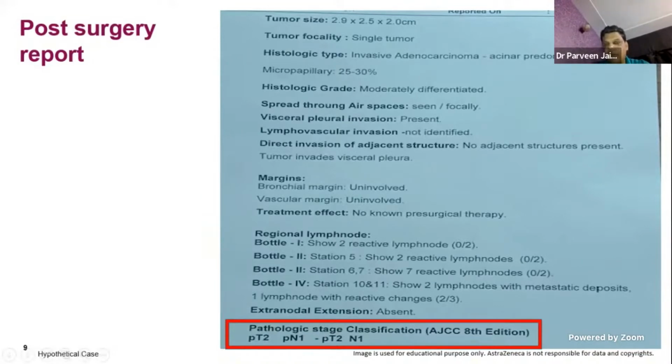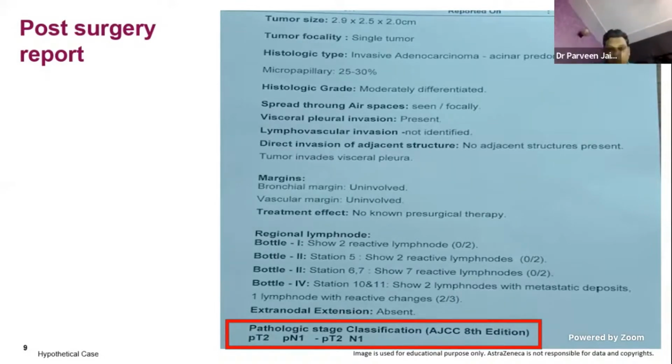So we have a complete histopath report. The margins are negative. Looks like an adequate dissection, sir. They've sampled up to 11 stations, 11, 12, I think. So it looks adequate.